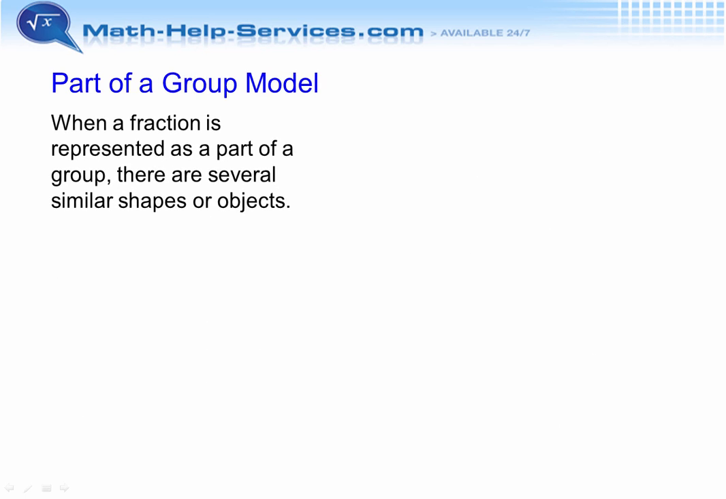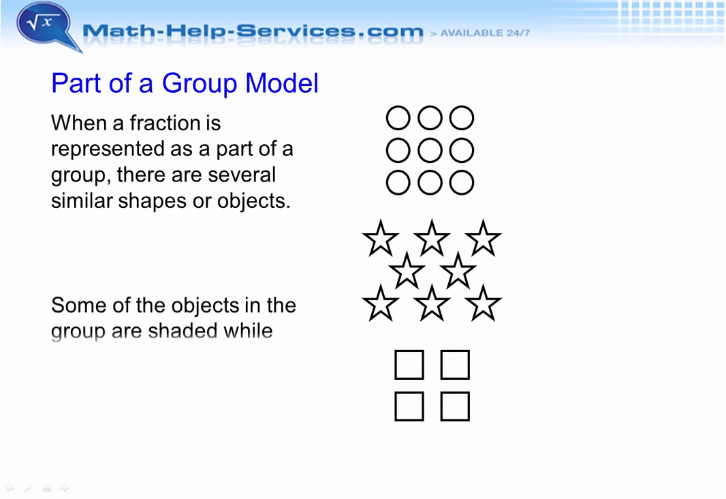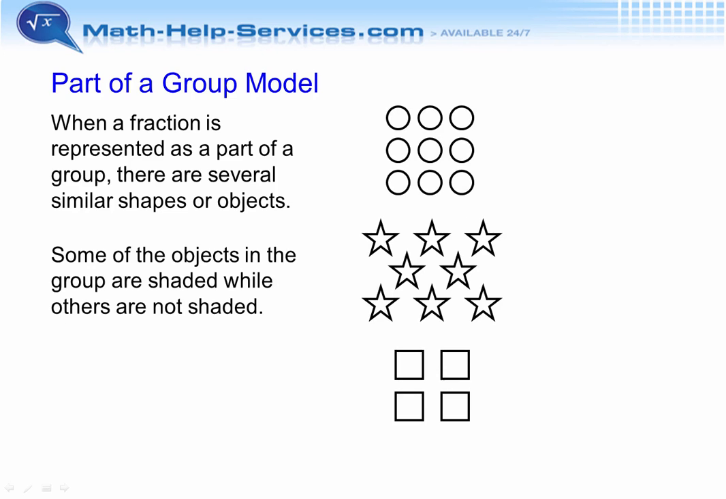Part of a group model. When a fraction is represented as a part of a group, there are several similar shapes or objects. Some of the objects in the group are shaded, while others are not. We interpret each model this way.